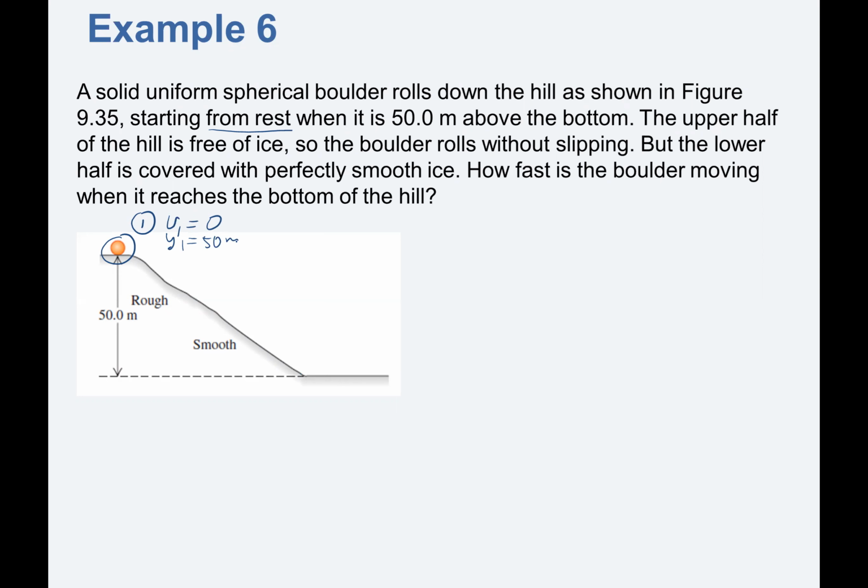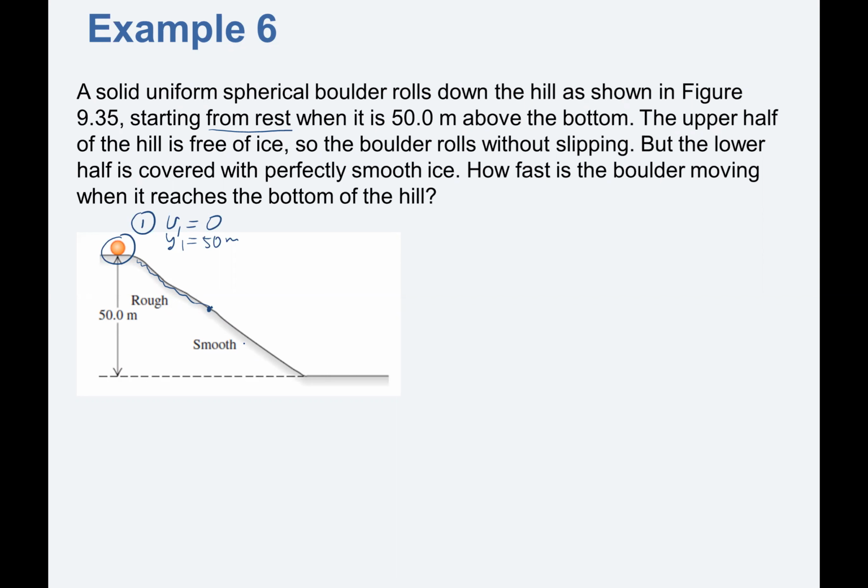The upper half of the hill is free of ice, so the boulder rolls without slipping. But the lower half is covered with perfectly smooth ice. How fast is the boulder moving when it reaches the bottom of the hill? All right, now we have something interesting. It says about halfway, so somewhere over there, our surface is rough, which means there's friction. From that point on, there's a smooth surface, which is no friction.